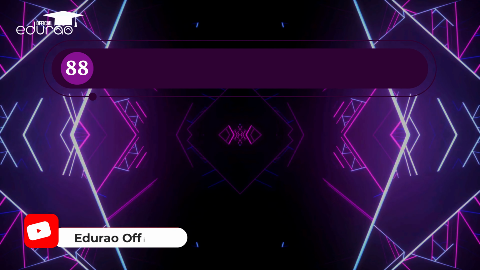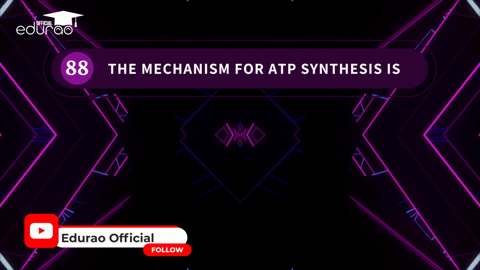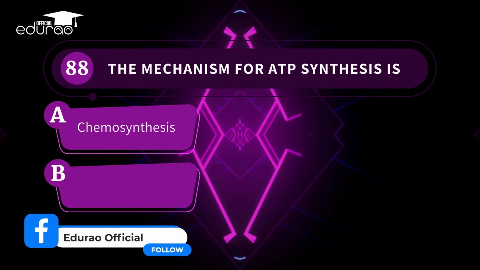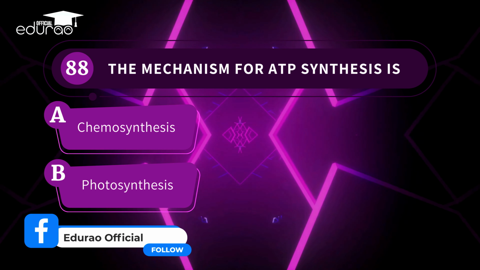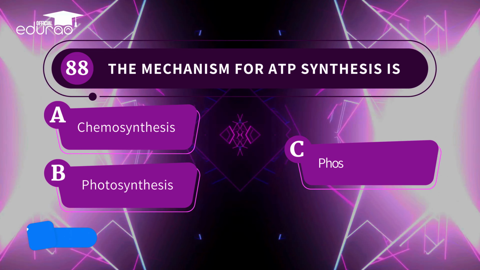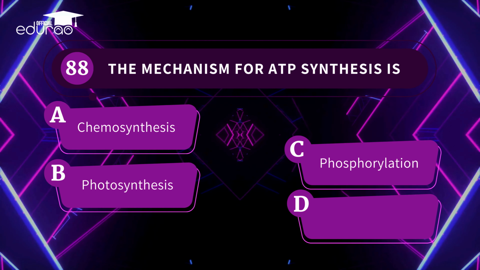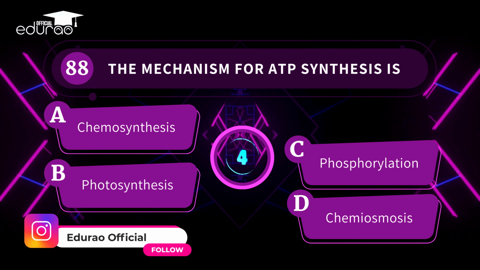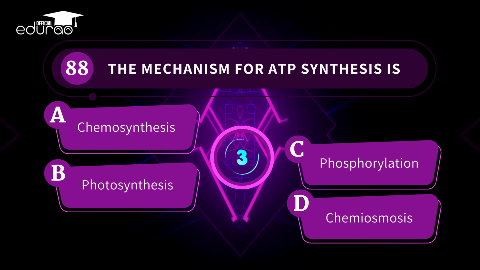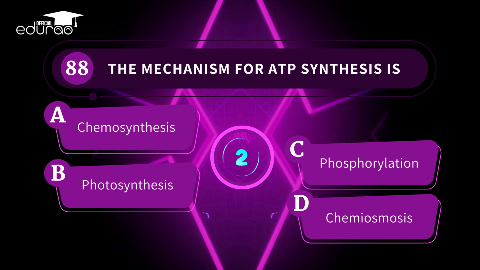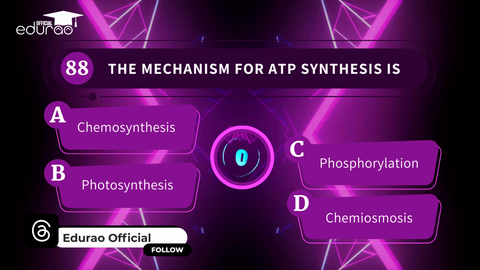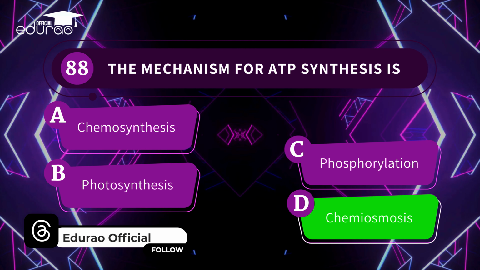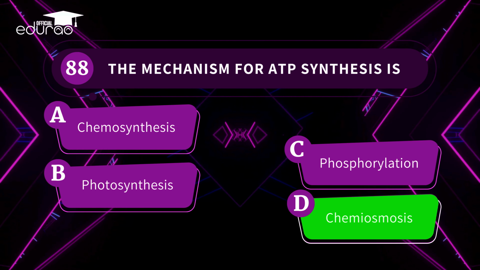Question 88. The mechanism for ATP synthesis is A. Chemosynthesis. B. Photosynthesis. C. Phosphorylation. D. Chemiosmosis. You're entirely accurate. Correct answer is chemiosmosis.